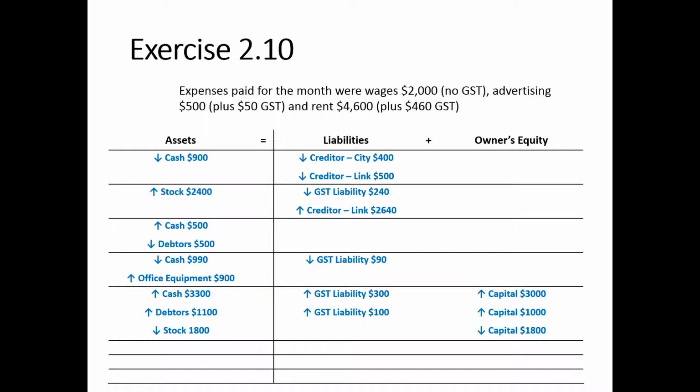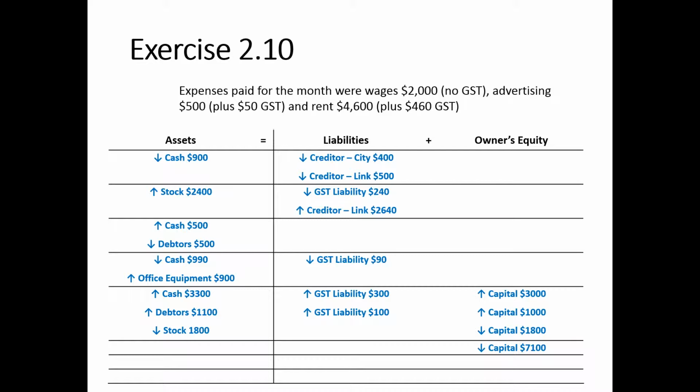Then we've got expenses for the month: wages $2,000 with no GST, advertising $500 with GST, and rent $4,600 with GST as well. So just adding all that up, the total expenses is $7,100. That's the total of the wages, the advertising, and the rent without the GST. So expenses decrease owner's equity, so that's why capital will go down.